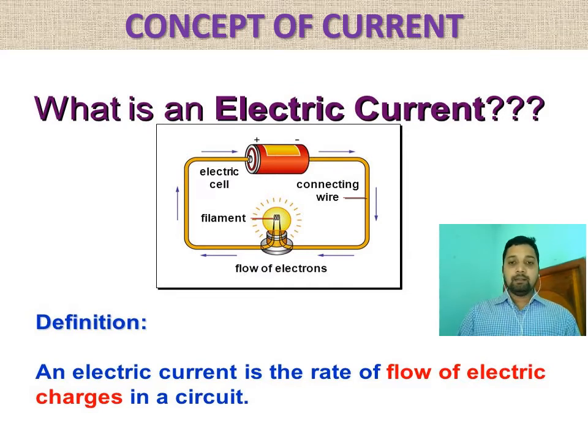So electric current is the rate of flow of charge in a circuit, which is a closed path through which current can easily pass from one point to another, or we can say the amount of charge flowing through a conductor in 1 second is the electric current.